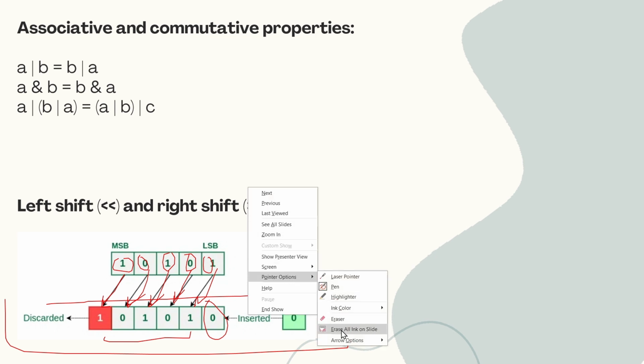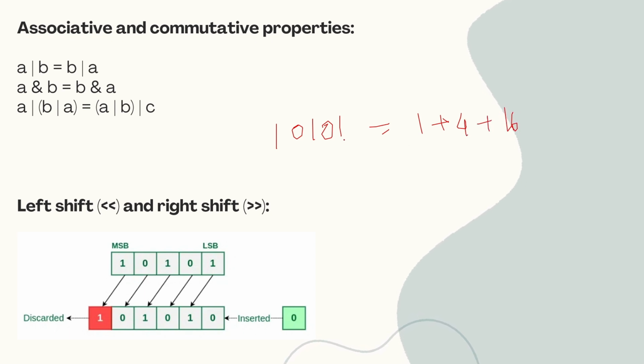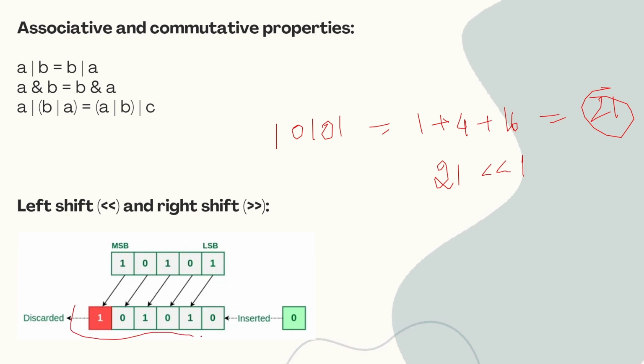Now, why are we shifting? Because in problems, they will say something like, let's say this 10101. What is this value? Can you tell me? 2 power 0, which is 1, 1 plus 4 plus 16, right? 2 power 0, 2 power 1, 2 power 2, 2 power 3, 2 power 4. So it's how much? 21. So 21, if I left shift by 1, then you are going to get this answer. What is this new answer, can you tell me?